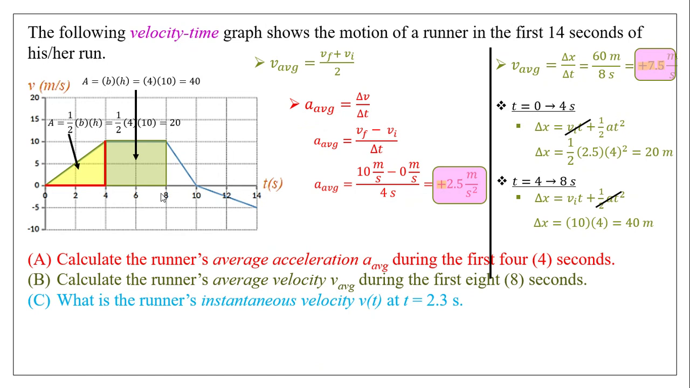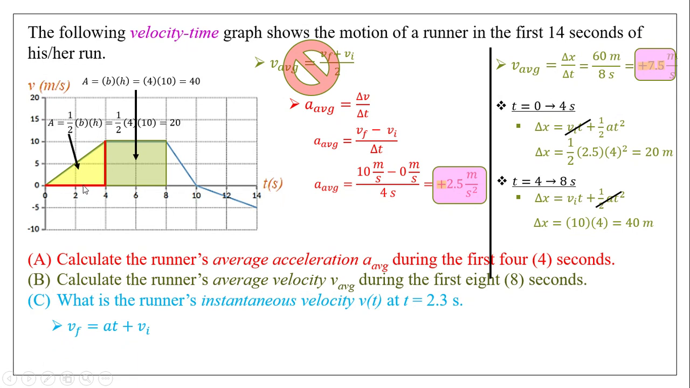You can use it from 4 to 8, but you cannot use it from 0 to 8 because the acceleration from 0 to 4 is 2.5. The acceleration from 4 to 8 is 0, which is not the same. So you cannot use this. So keep in mind as you practice what is proper to do and what is not proper to do, okay? So that's super important. All right, part C wants us to find the instantaneous velocity at 2.3 seconds.